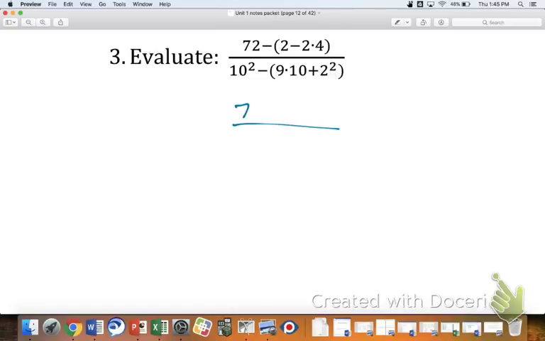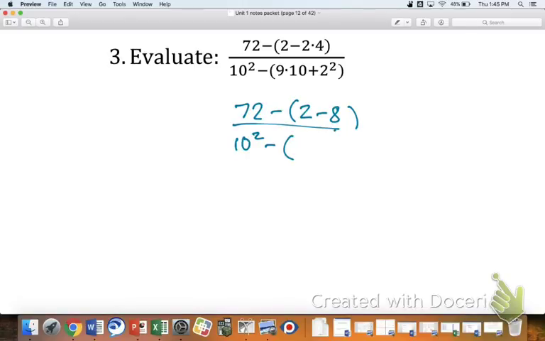So I'm going to write 72 minus... And within those parentheses, do you guys see the multiplication in there? Yeah. 2 times 4. So 2 times 4 is 8. So I'm going to write 2 minus 8. And in the denominator, I also see some parentheses.